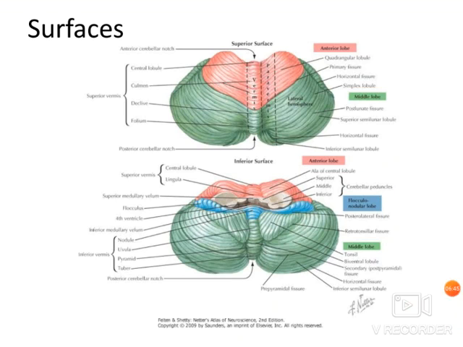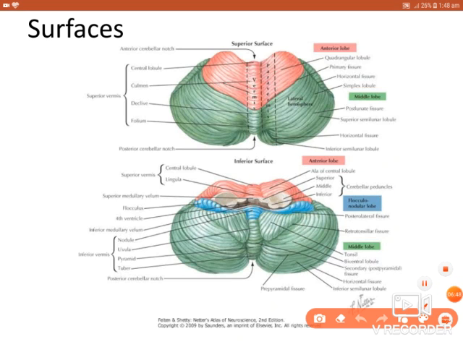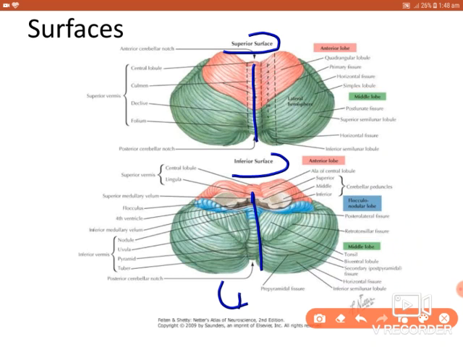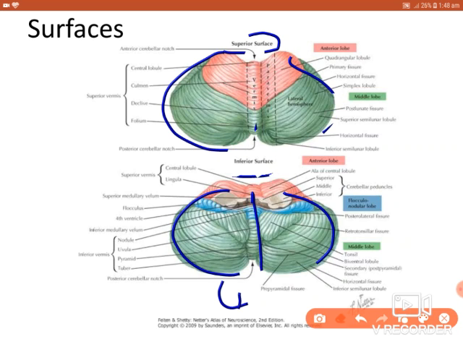Then coming to the subdivisions of the vermis and the cerebellar hemispheres. This is the superior surface. Here this view is the inferior surface. This is the vermis, and these are the lateral hemispheres. Then coming to the divisions of the vermis from above downwards, first there is the lingula. We can better appreciate the lingula in this inferior surface. Then comes the central lobule.